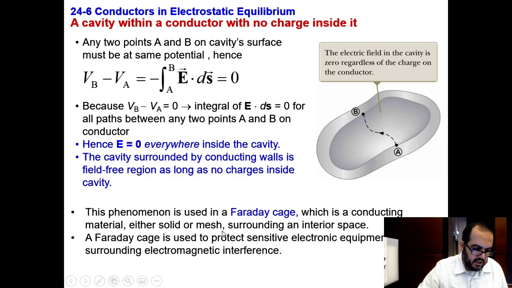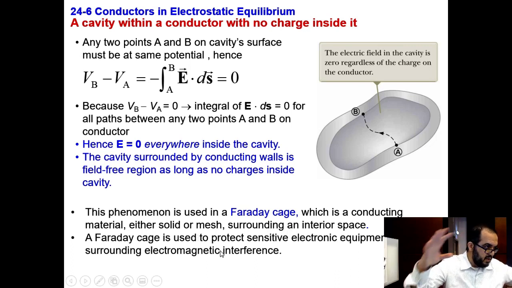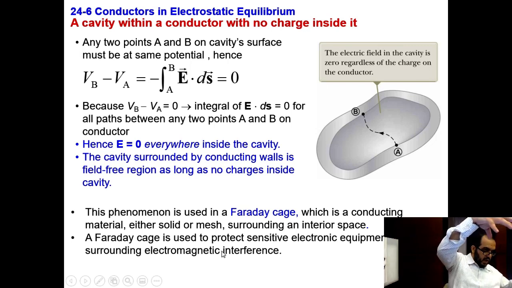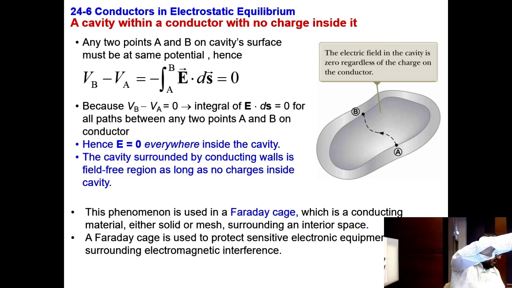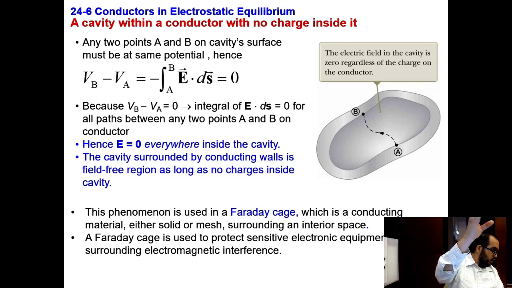This phenomenon is used in the Faraday cage. It's called a Faraday cage, which is a conducting material, either solid or a mesh, surrounding the interior space. In the demo that we had, the teacher placed a radio and put a mesh around it, and there was no signal coming from the radio, because now the radio is in a Faraday cage. There is 0 electric field inside, so there is no signal, because radio signals are electromagnetic waves. So these electromagnetic waves cannot penetrate the cage.